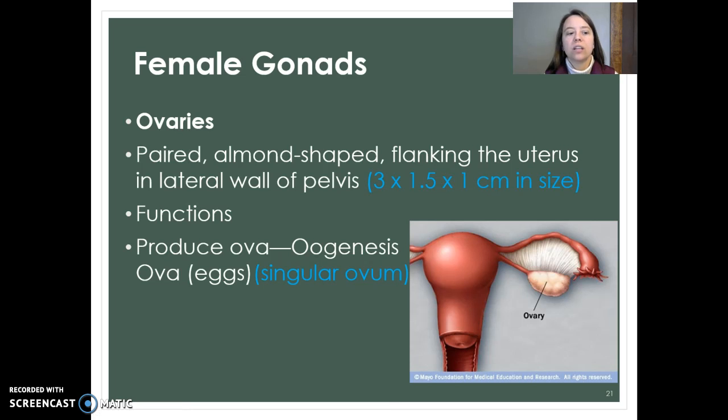Functions of the ovary. The major function is to produce ova, which are eggs, and then singular would be an ovum. And the production of ova is called oogenesis. Another function of the ovaries is to produce estrogen and progesterone.